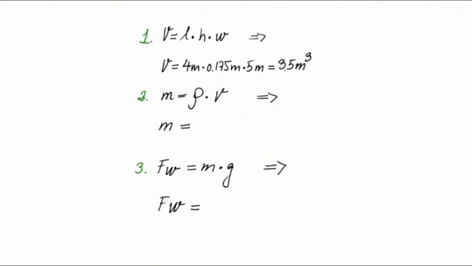Now we just have to do the 3 steps in the plan, and I have already done the first one for finding volume. So volume was length times height times width. That means I put in 4 meter times 0.175 meter, because centimeter has to go to meter, times 5 meter, and then I get 3.5 cubic meter. The next step is figuring out the mass, and that was density times volume.